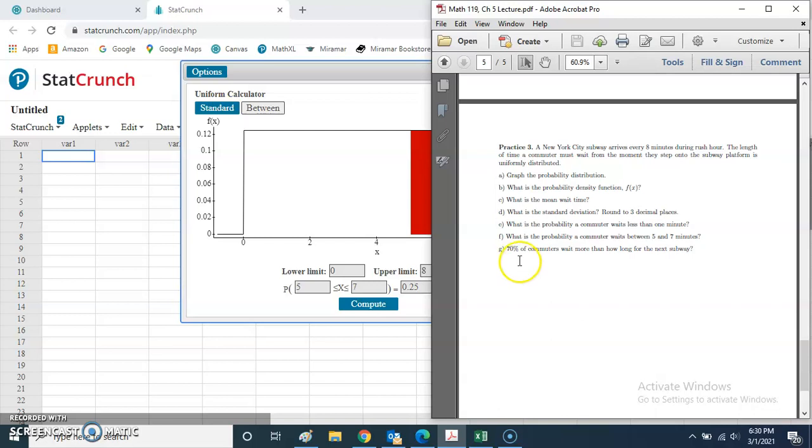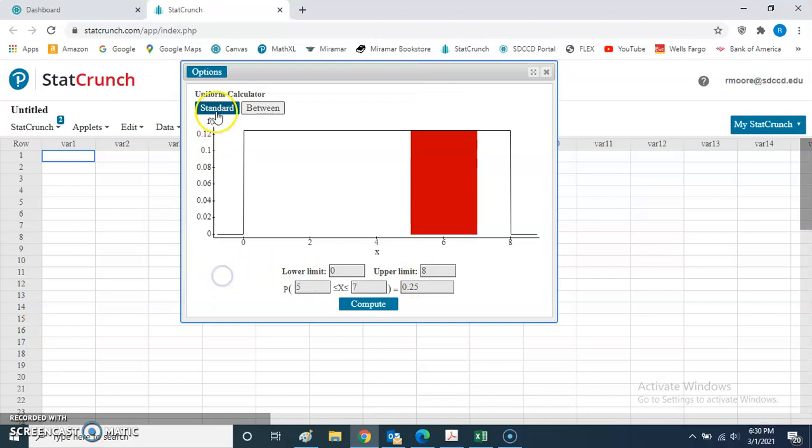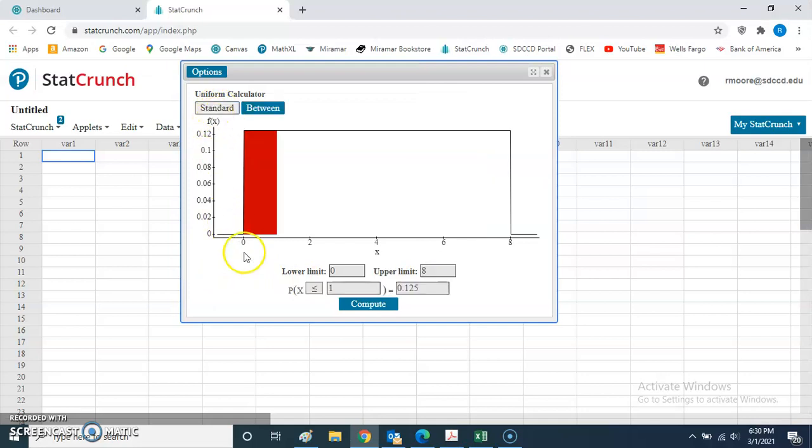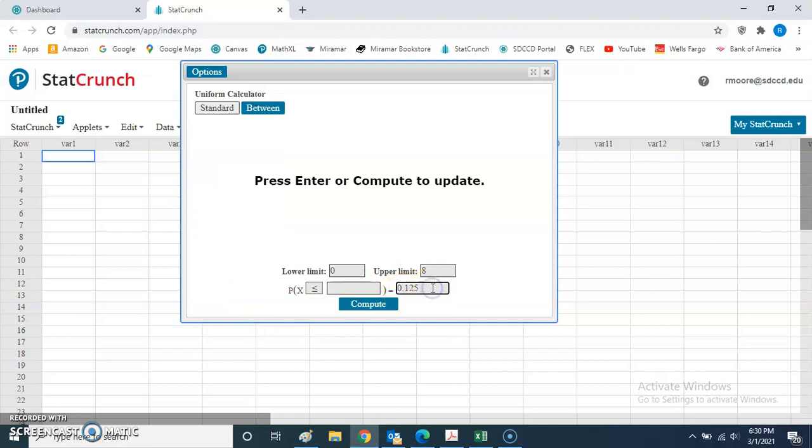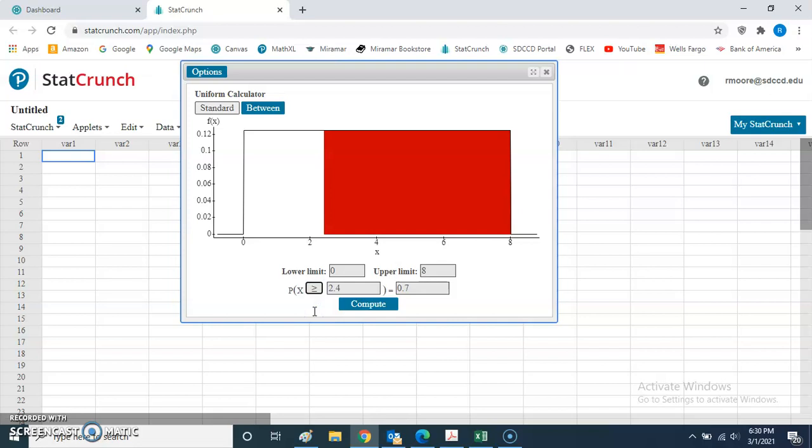But a little change. 70% wait more than how long? Okay, what are we going to do with that? Standard, right? We want back the standard. We're going to get rid of this. We're going to put in 0.7, but it's more than 0.7. So we need a greater than. So it's like a percentile question, but with the more than. Percentile is always less than. So here they're specifically saying more than. And there we go.